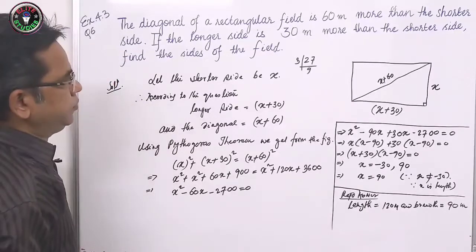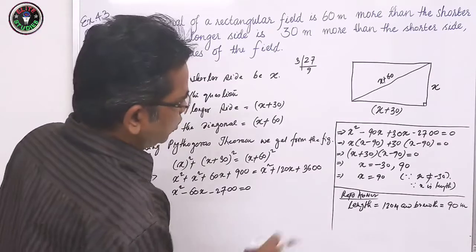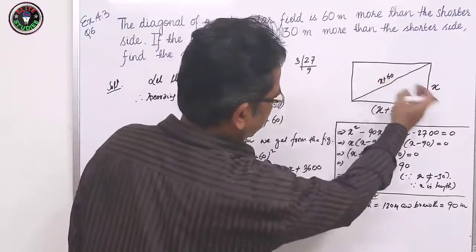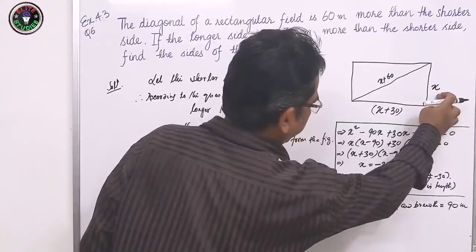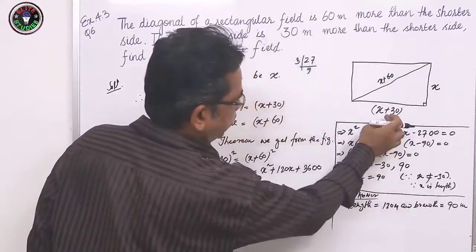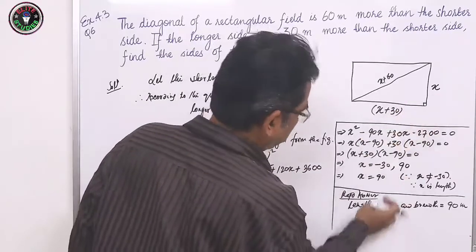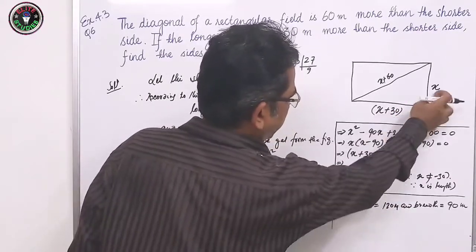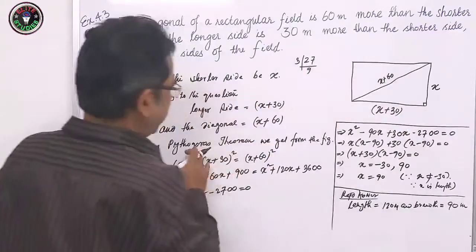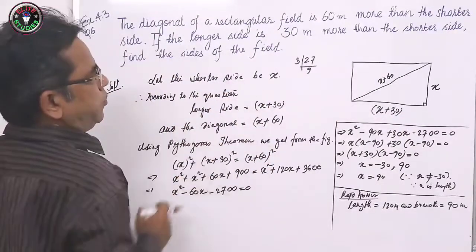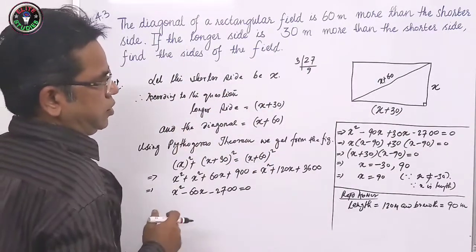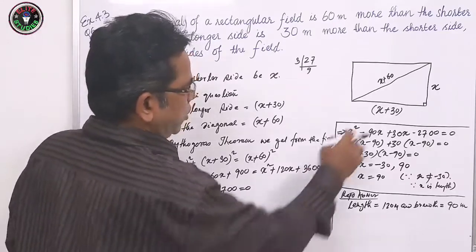Okay students, now see, you can check it. This is 90 and this is 120; this will be 120 and this will be 90. If you put it in the Pythagoras theorem, you can easily verify whether our answer is correct or not. Now you see how to check it.